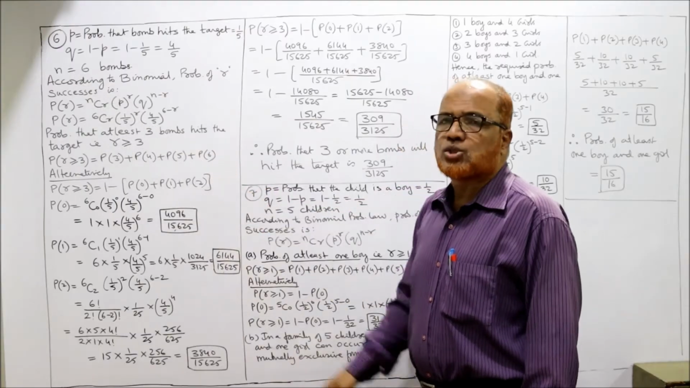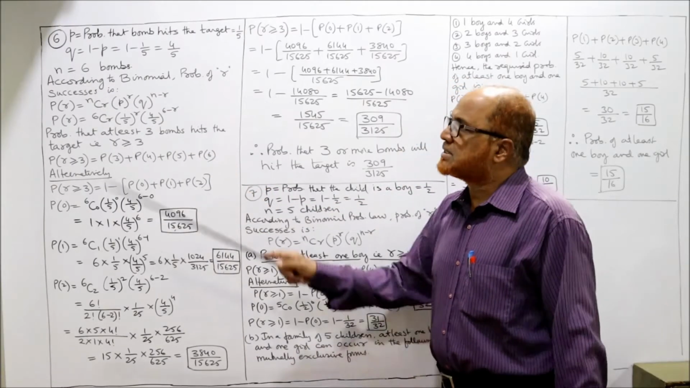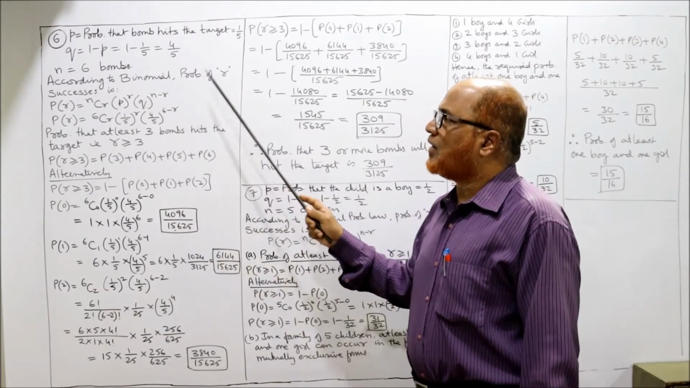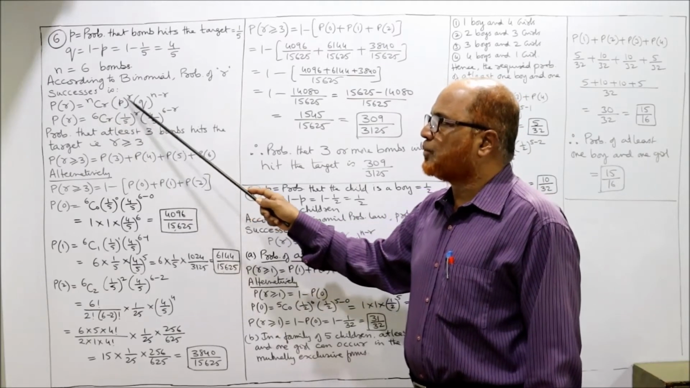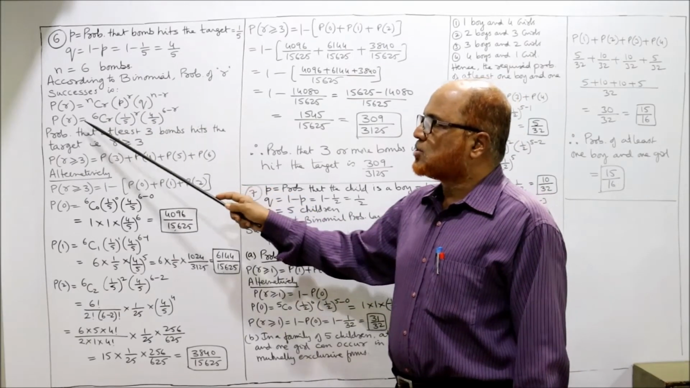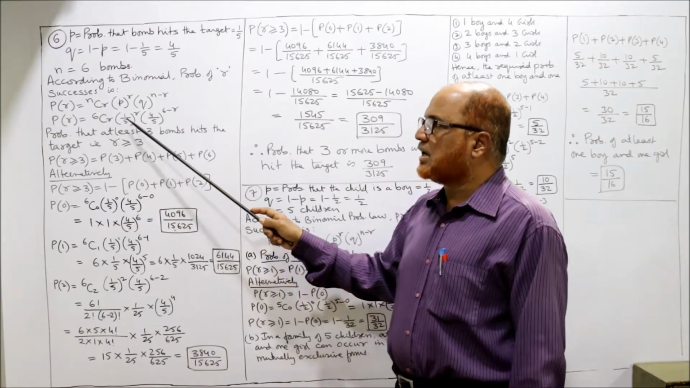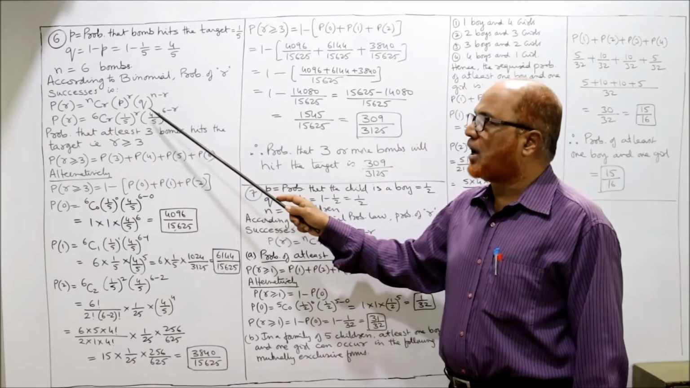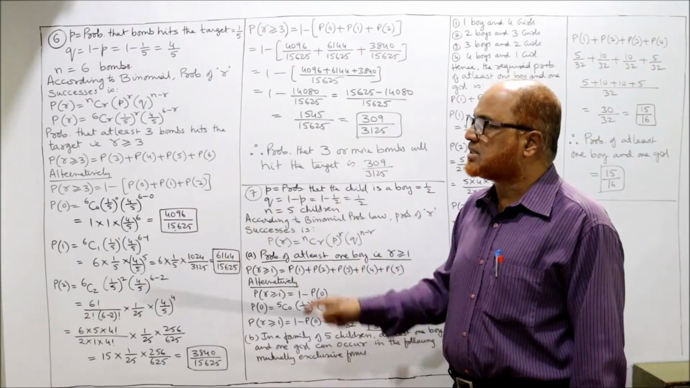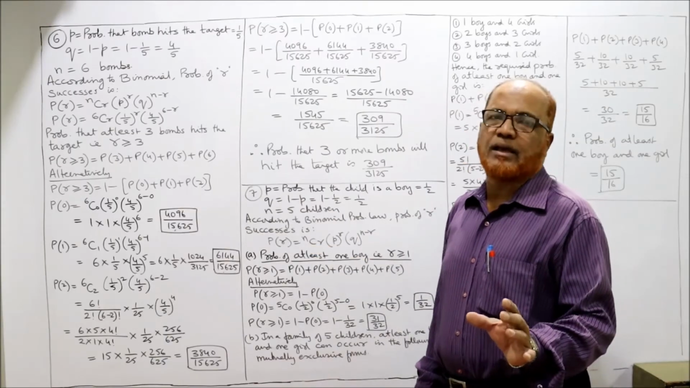Then N is equal to 6, the total number of bombs dropped. According to binomial probability, the probability of R successes is P of R equals NCR, P to the power of R, Q to the power of N minus R. So N is equal to 6: 6CR, 1 by 5 to the power of R, 4 by 5 to the power of 6 minus R. This is the formula we have to apply.